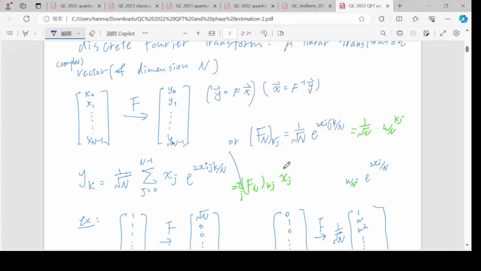And you can have different representations. Here we have two different things. Here we are writing y_k, so the kth component of the resulting vector is the summation over j of x_j e^(2πijk/n). So this can be seen as this matrix equation, where the y vector is the sum over j of F_kj times x_j, etc.